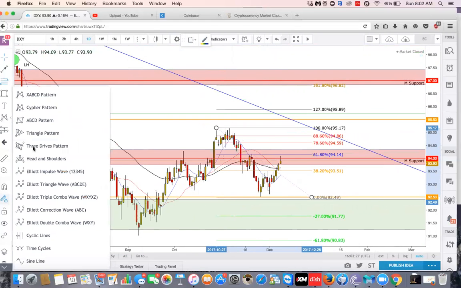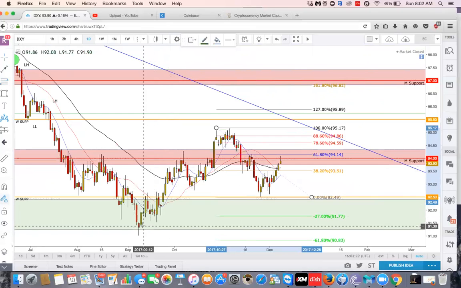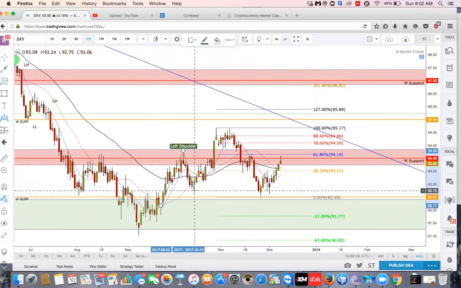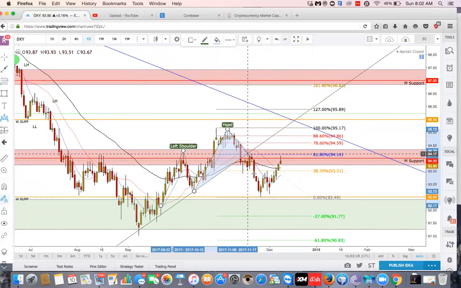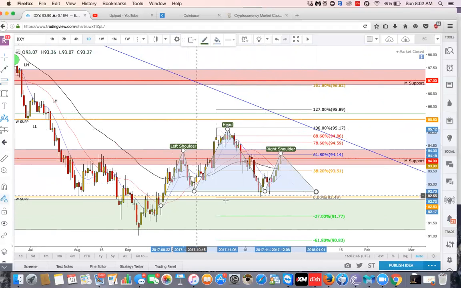Let me show the head and shoulders, just so you guys can see. This would be the shoulder. This would be the head. And this would be your shoulder. This could be your right shoulder possibly. And it will come down like that.